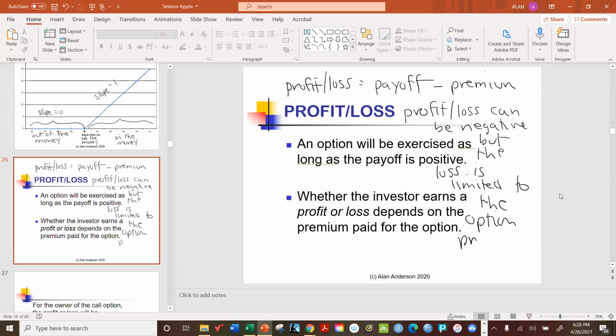Just like insurance, you keep paying that insurance policy and you never use it. You can, in effect, say that you're losing that much money, but you never know when it might come in handy. So here, the absolute worst case scenario is that you lose the premium that you paid for this option. That's as bad as it can get. But there's no maximum profit in this case.